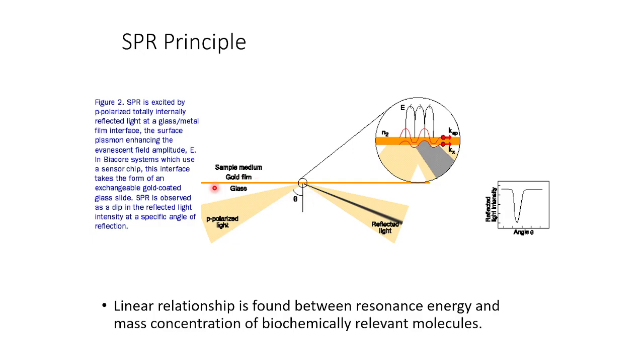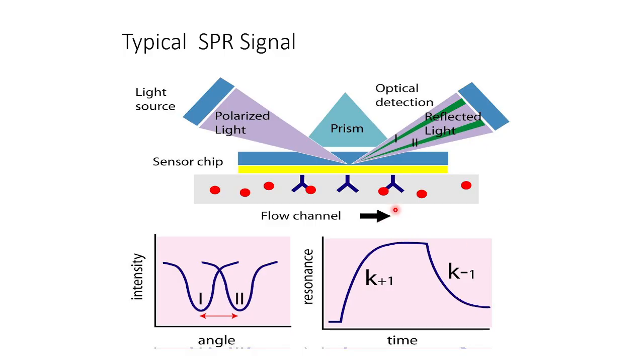Now it uses a sensor chip where the interface takes the form of an exchangeable gold coated glass slide, on top of which the protein is immobilized in a film, and then you pass the ligand over it. It measures the angle of reflection. So you see you have a sensor chip over here. These are your protein molecules. You flow the ligands through, and then you calculate the angle of deviation. You see the intensity versus angle: there is a drop, then again an increase, and it happens again.